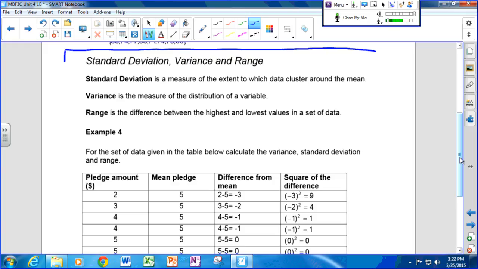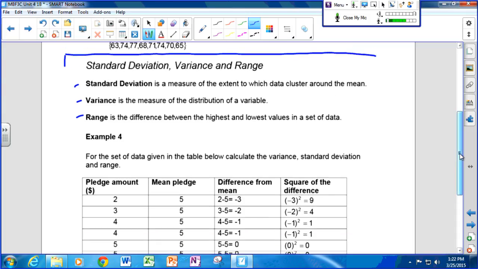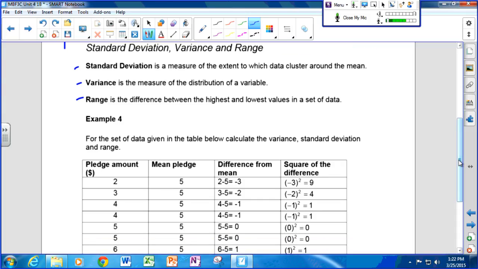So there are three things that we calculate here: standard deviation, variance, and range. And I will tell you that the standard deviation looks a little complicated. It's really not. It looks complicated, but we'll go through it. We'll do some examples. But variance and range are pretty straightforward. So don't just take a look at this standard deviation. It's actually not so bad.